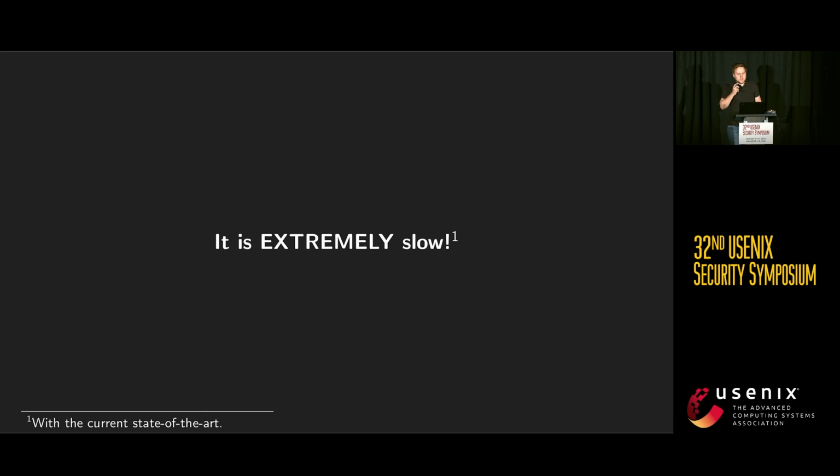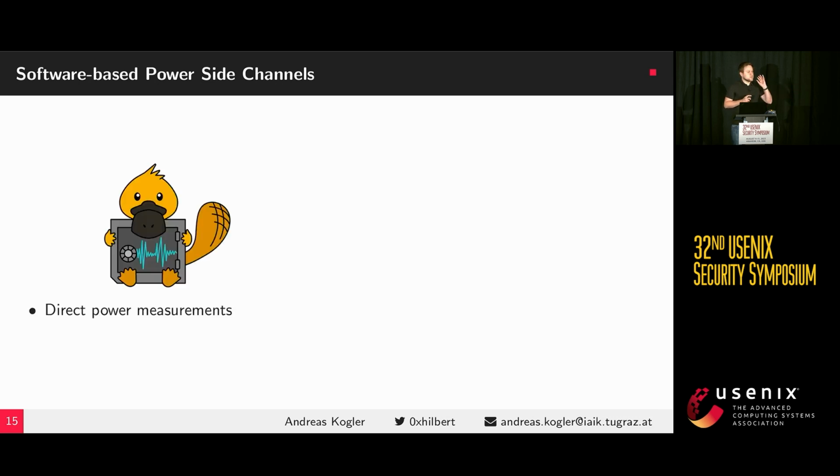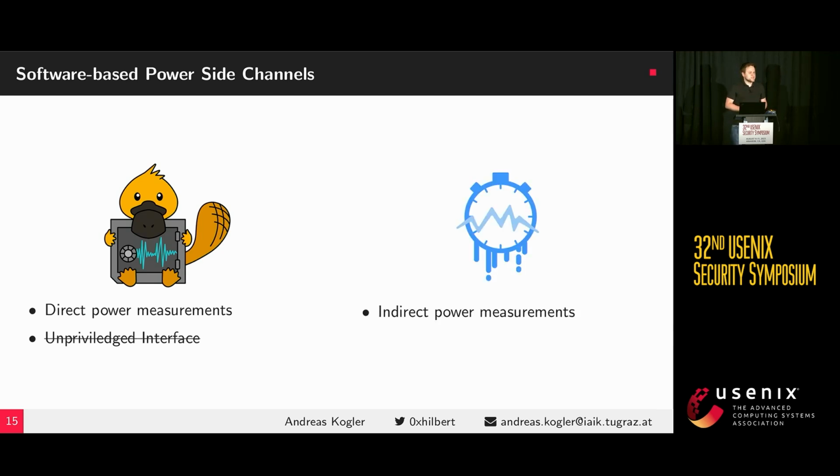So we evaluated this because we wanted to have something agnostic to power side channels. What we did is basically we used the power measurement interface using Platypus, which is basically giving you the direct energy value. And back then it was an unprivileged interface. This is now fixed, so this is just for reference. An unprivileged attacker doesn't have access to this interface. But Hertzbleed, on the other hand, is an indirect power measurement, which is based on frequency throttling. I won't go into details, please check out the paper.